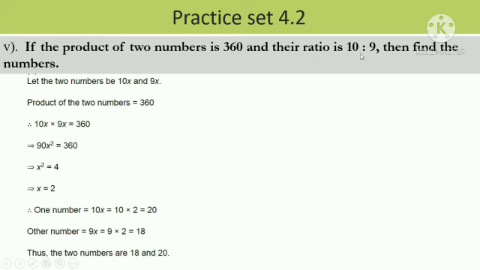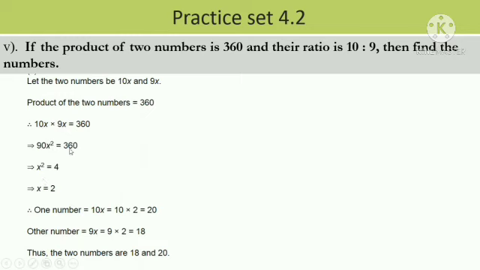Again the same procedure, we can take a common multiple, so the numbers will be 10x and 9x. Now their multiplication is 360. So 10x into 9x is equal to 360. 10 nines are 90, and x into x will be x square. Always remember, whenever we are adding and the variable is the same, it stays the same, but whenever you are multiplying or dividing, the variable power will change. So x into x will be x square is equal to 360.